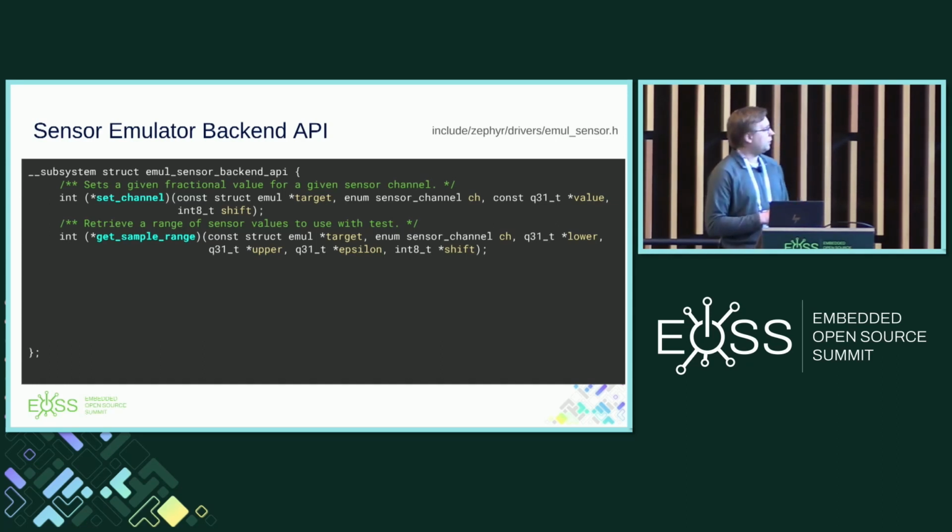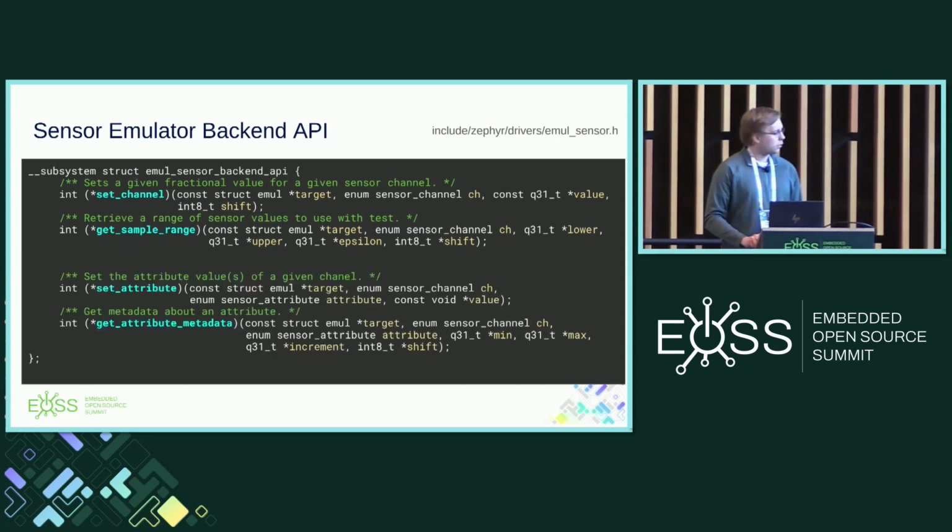And then we also have the associated getSampleRange function, which is what we use for that discoverability mechanism. If a channel is supported, it's able to return an upper and lower bound, so we know what to test with, and also an epsilon value, which is like a tolerance. That basically encodes the bit depth or sample resolution of that sensor, just so that we're not trying to expect an output that's tighter than the sensor can actually provide.